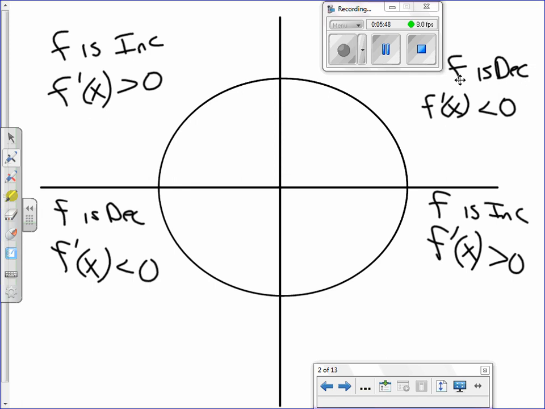So yeah, if a graph is concave up, it looks like a cup. It's curved, the curve opens up. Whenever a graph is concave up, it's curved up. And if a graph is concave down, it looks like a frown.